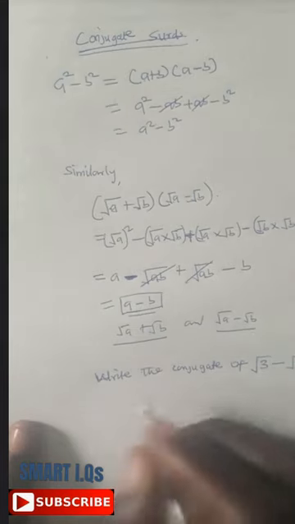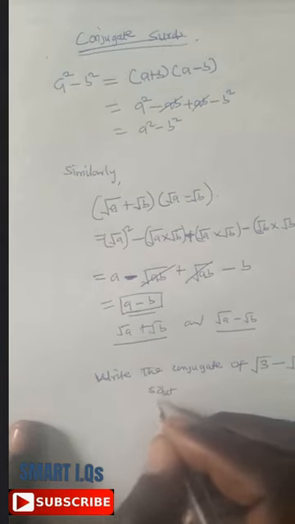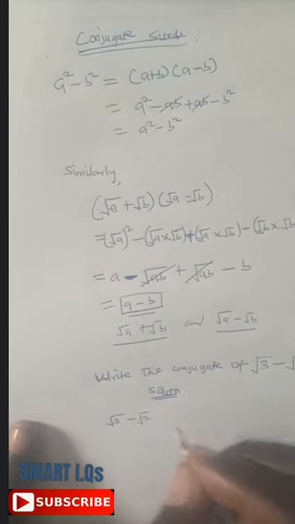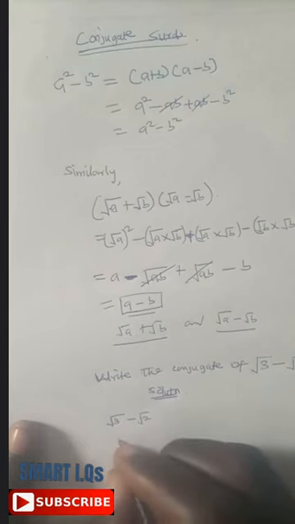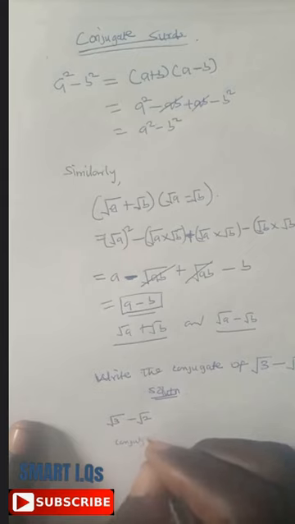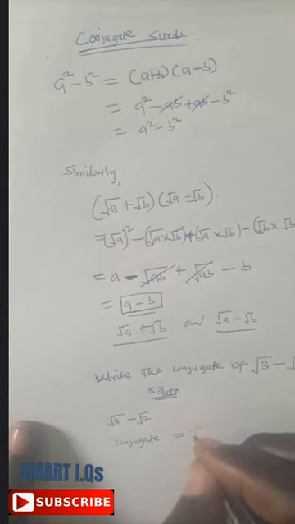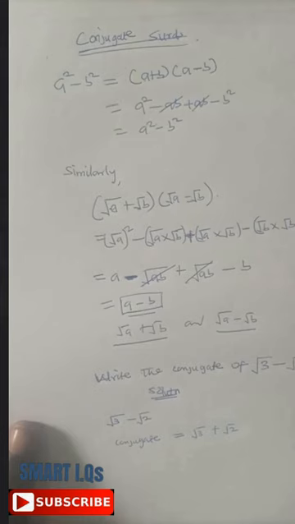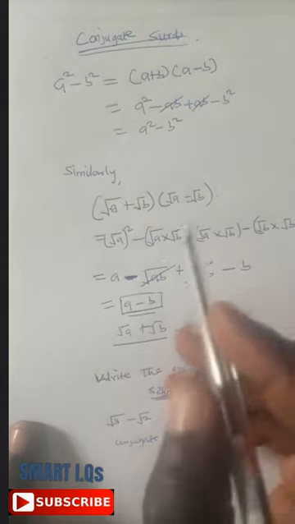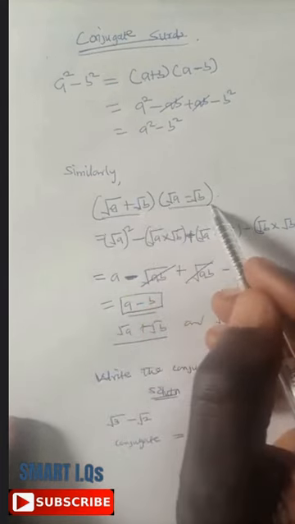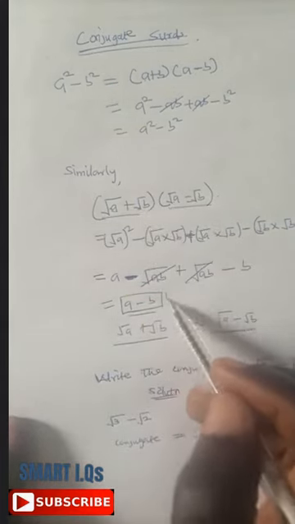Okay, so now without wasting much of our time, solution. If you have 3 minus the square root of 2, the conjugate of this will be 3 plus the square root of 2. So just change the sign. Are we together? Because we can see that the conjugate must be this before we can get a rational number.